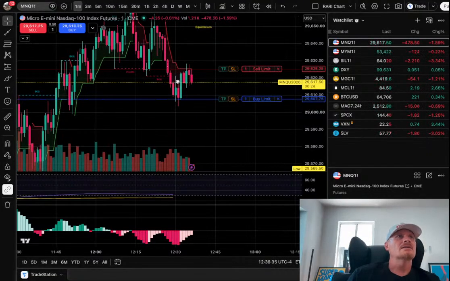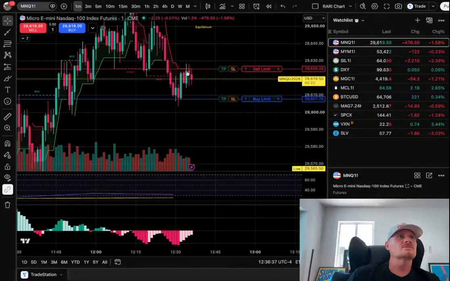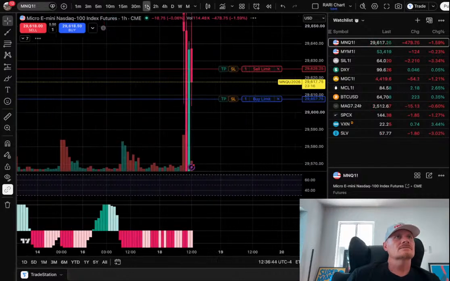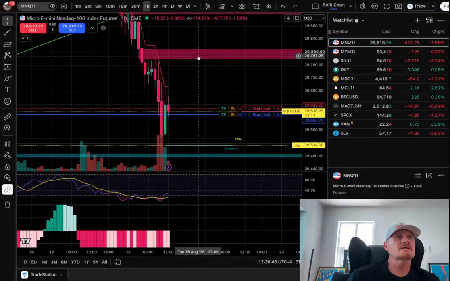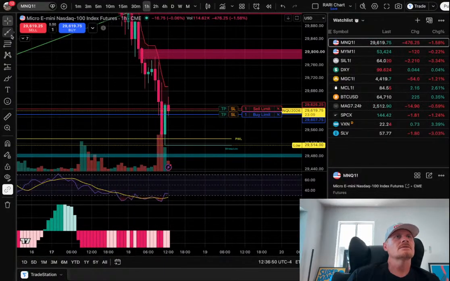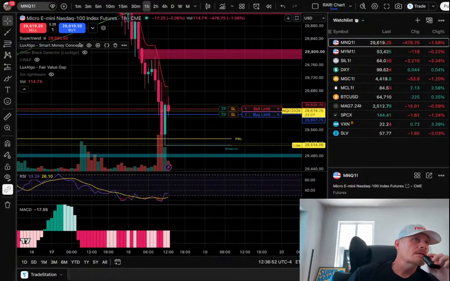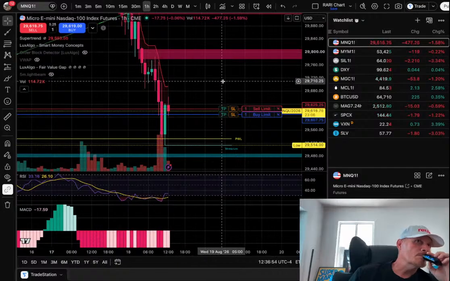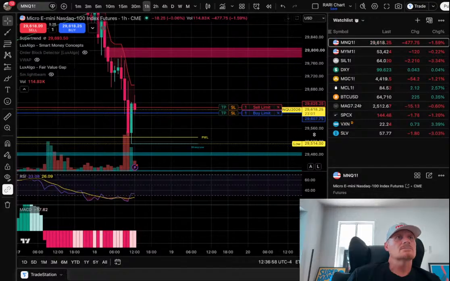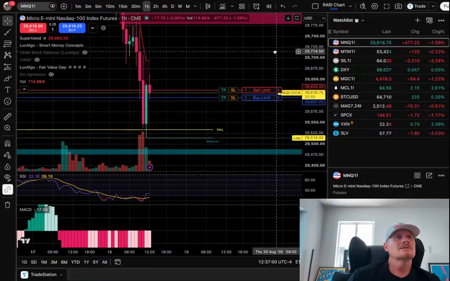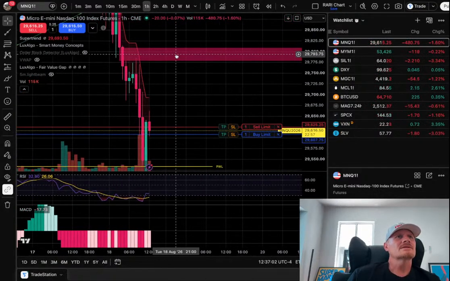Yeah, I longed it too. I thought this was going to have a better move up. Which, on the long term, on the big boy chart, it looks like it is going to come up because it bounced off the previous week low. So it's probably going to come up.